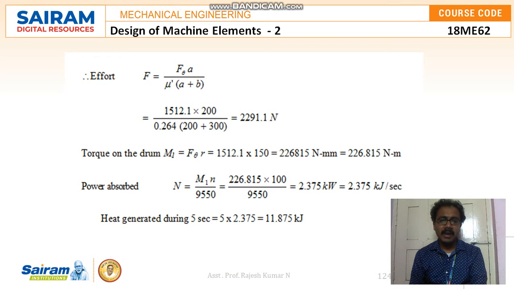And the torque on the drum, M1, the formula is F theta R. Both F theta and R are known, that is 1512.1 into 150. So it is 226.815 Newton meter, or else 226815 Newton mm. Power absorbed, that is N is equal to M1 N divided by 9550. From this I find the power value is 2.375 kilowatts. And finally the heat generated during 5 seconds is the power absorbed into the time duration, that is 5 into 2.375, which is 11.875 kilojoules.